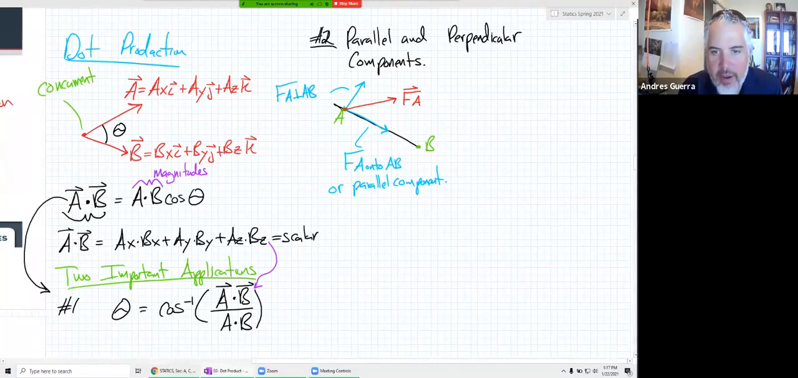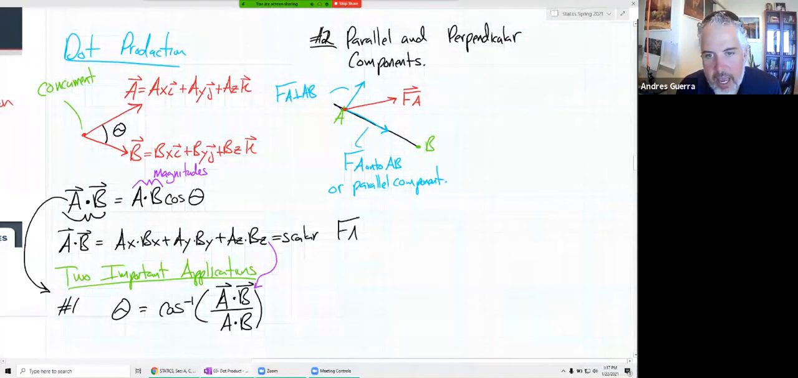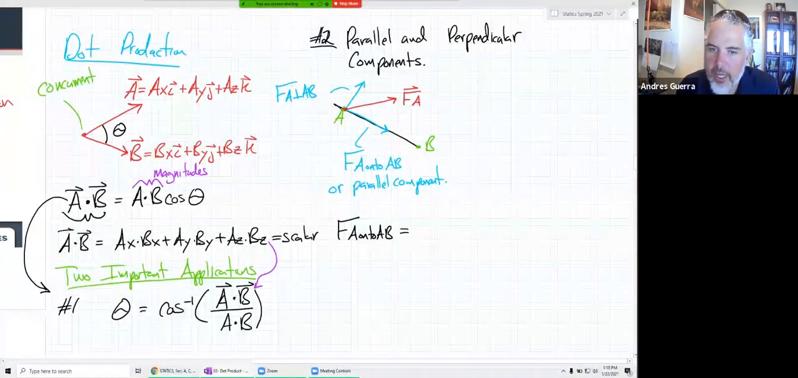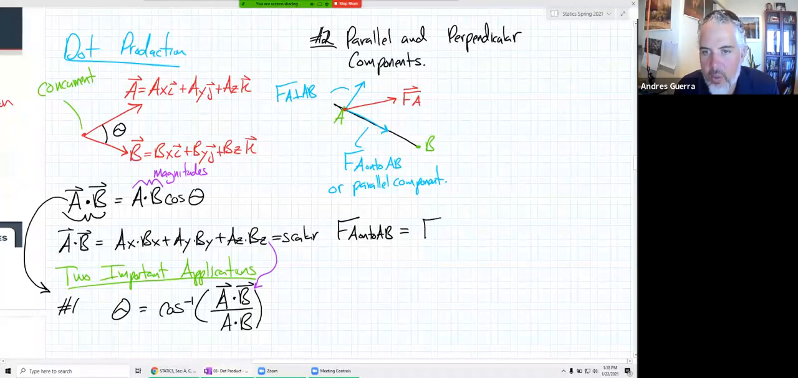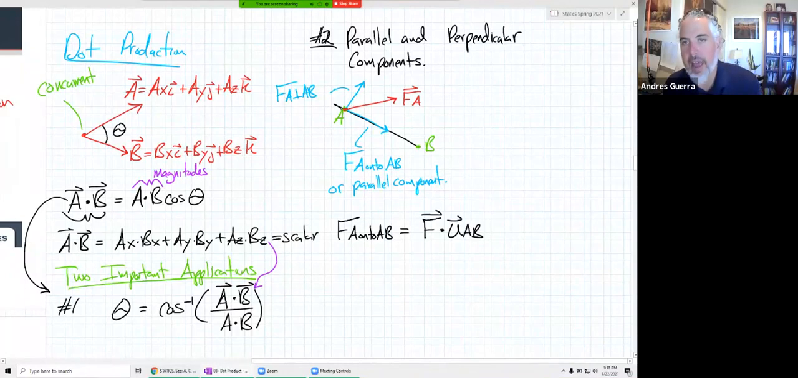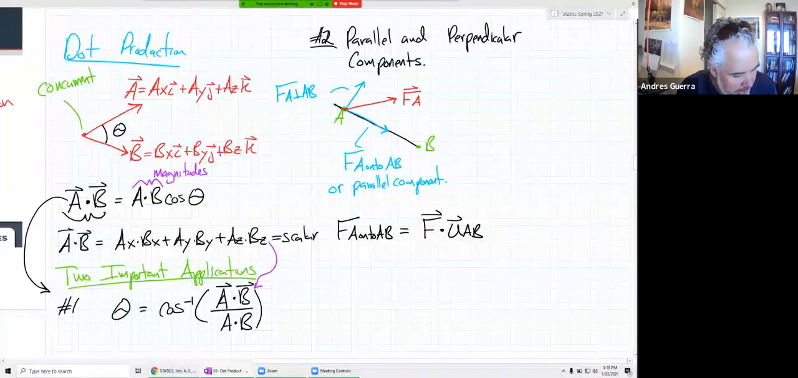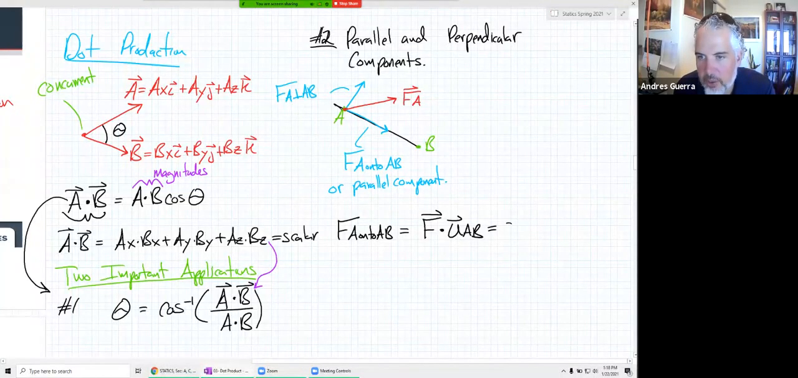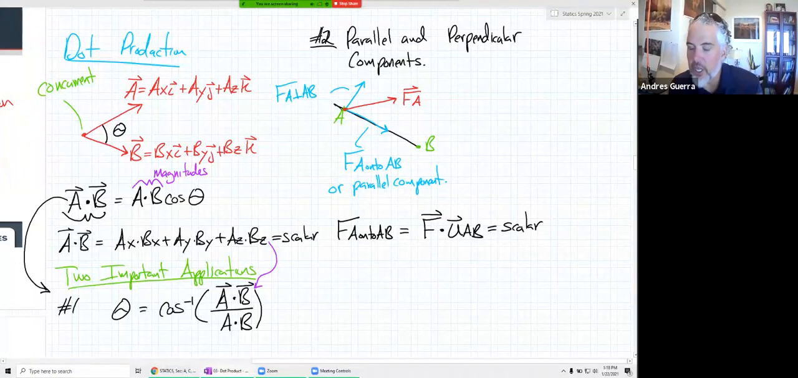Now, the way that we can find FA onto AB is we take that original force vector and dot it with a unit vector from A to B. That's going to give us the magnitude of that FA vector projected onto that line from A to B. When we do the dot product, we get a scalar out of it, right? These are two vectors, and the unit vector is a unitless vector.